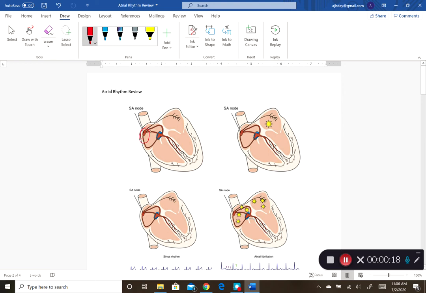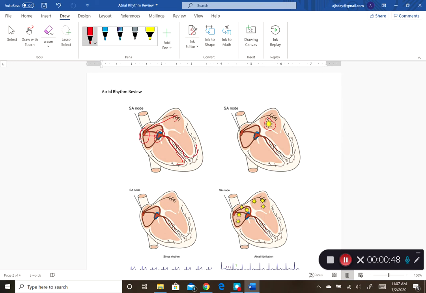That electrical conduction passes through the internodal pathways to the AV node, also passing through Bachmann's bundle over to the left side. From there, it goes to the AV node, and then that conduction goes down through the bundle of His, then to each bundle branch and out to the Purkinje fibers.